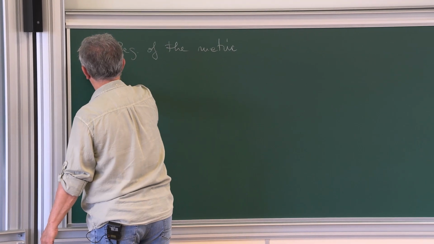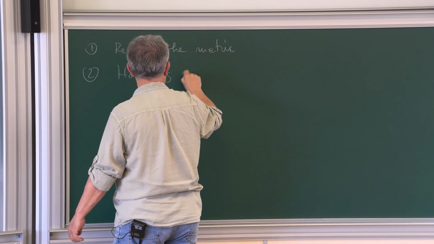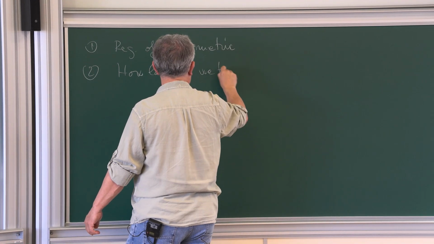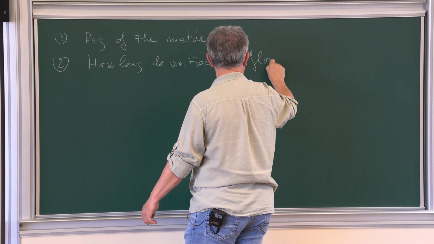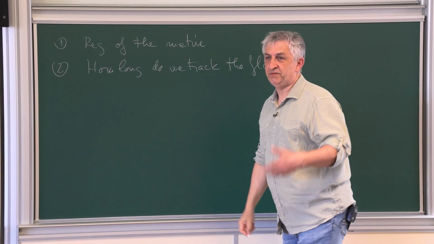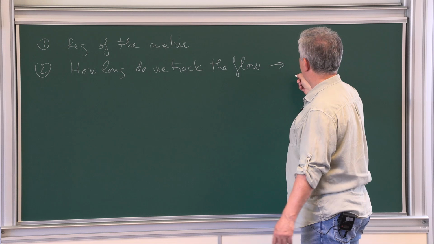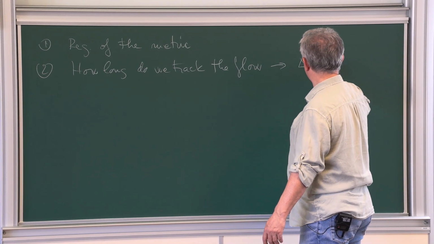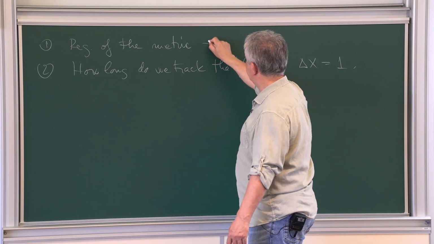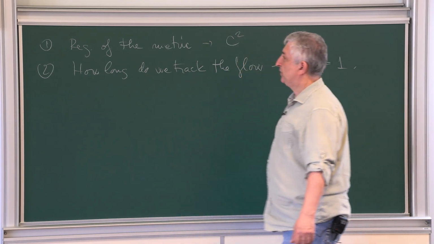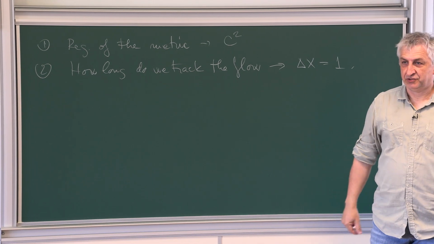And the second question is, how long do we track the flow? And so one obvious solution to this is that we track the flow up to a distance 1. And then one easy answer here is to work with the metric of class C2, just so that we can make sense of the geodesic flow.